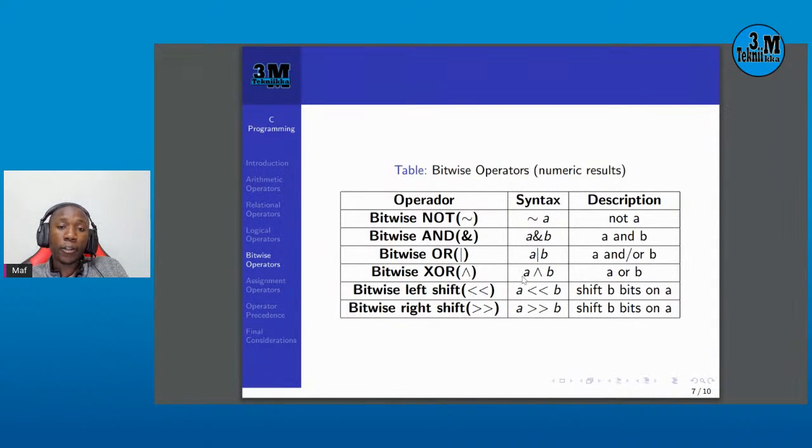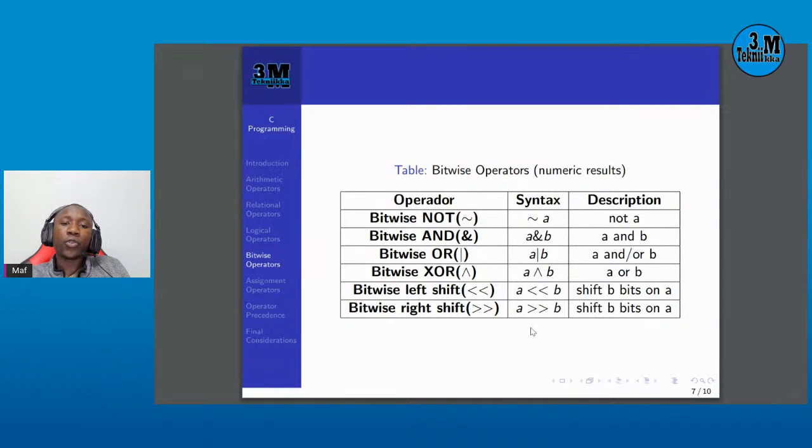But on the XOR, the bits which are being compared must be different. When they are different, then the result is positive. When I'm talking about positive, a positive value is any number different from 0. 0 is the only number which is negative, which is false. Negative numbers and positive values are all true. The only number which is false is 0.